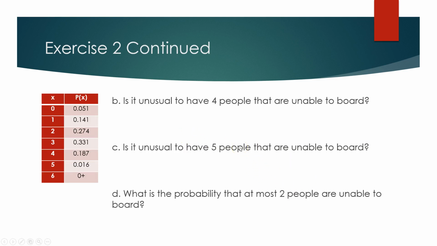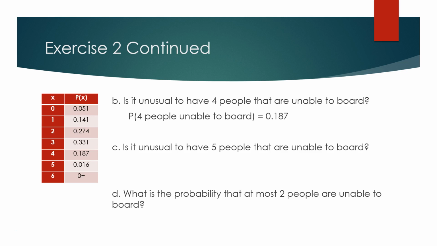So the next few questions are going to involve reading this table here. Remember, X is the number of people that are unable to board because they've oversold, and P of X is the probability that this happens. So is it unusual to have 4 people that are unable to board? There's not any calculations that you're going to need for this one because we already know the probability that exactly 4 people are unable to board is 0.187.